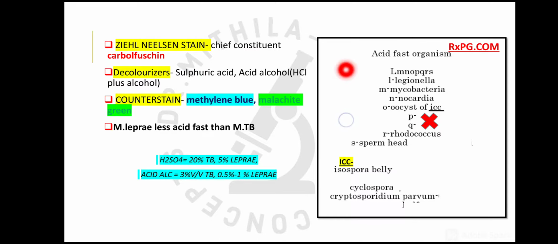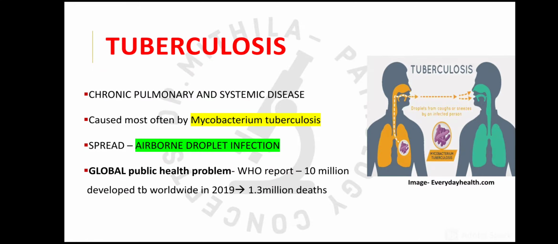So this list you should always remember, and it can very commonly be asked in the MCQ, can be asked in the viva. And you should also know the principle behind the acid fastness of these organisms. So for mycobacteria, it is the mycolic acid. So this was about it.